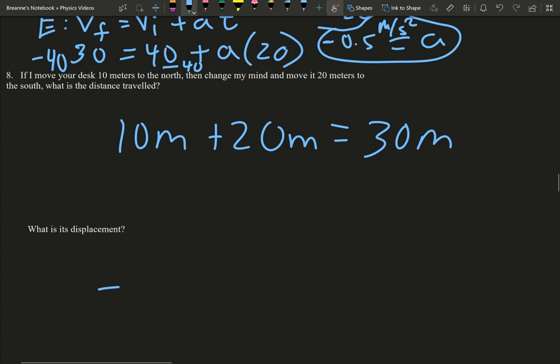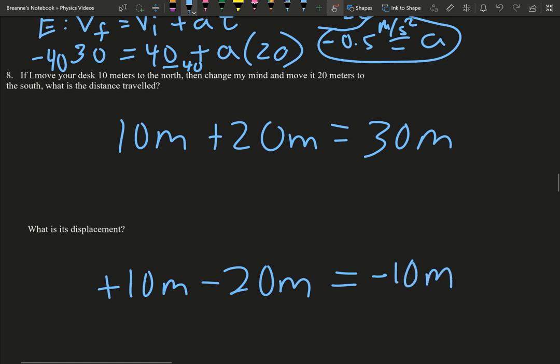But for displacement, direction matters. North means positive, so it's a positive 10 meters. South means negative, so it's a minus 20 meters. So positive 10 minus 20 gives me a negative 10 meters. That negative just means south. So I moved your desk 10 meters to the south.